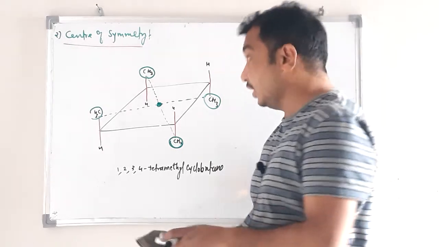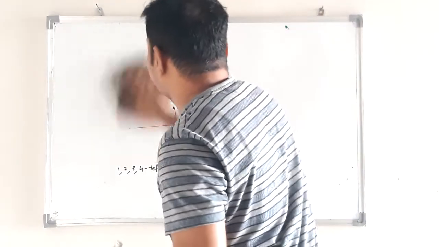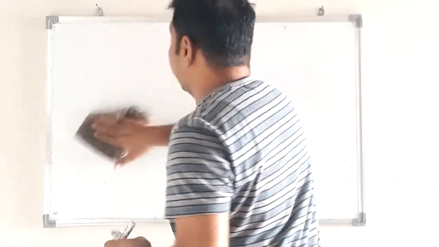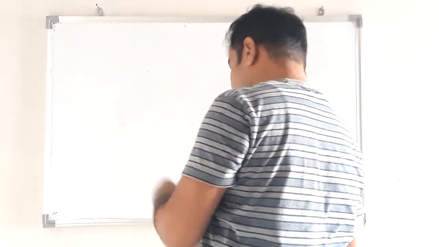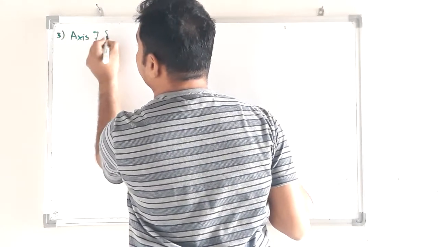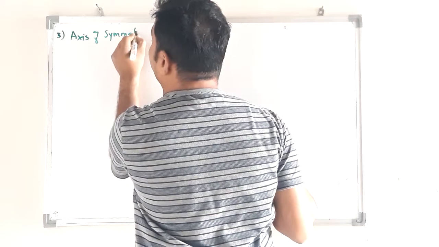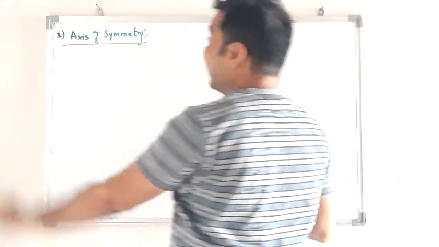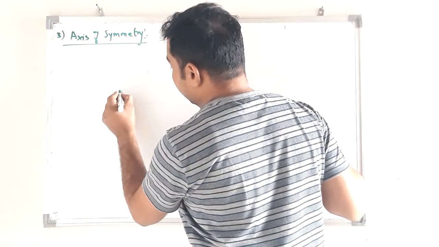Then last, the third, axis of symmetry. Axis of symmetry. What is axis of symmetry? Again, consider one example.